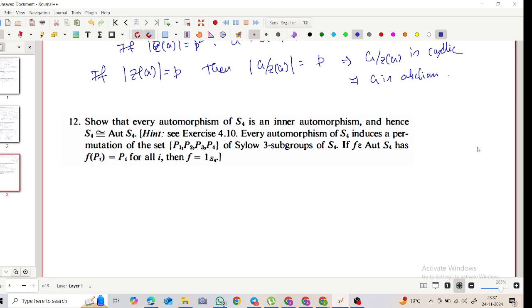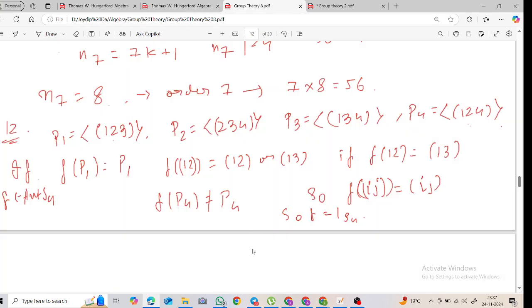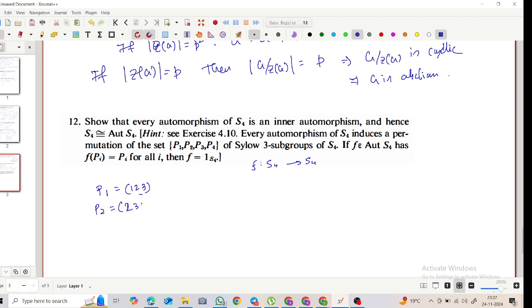See, there is a hint given. If f is an automorphism from S4 to S4, then suppose P1 is (1 2 3), P2 is (2 3 4), P3 is (1 3 4), and P4 is (1 2 4).